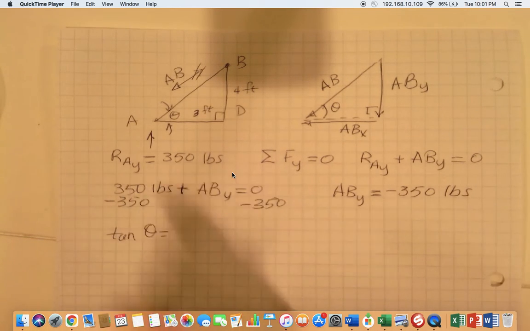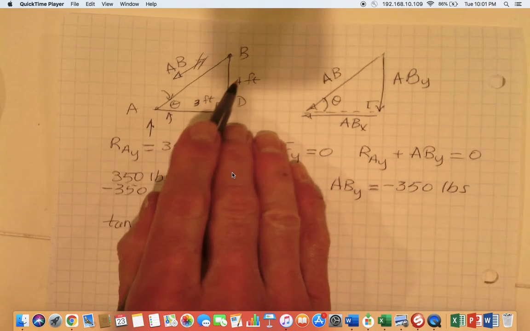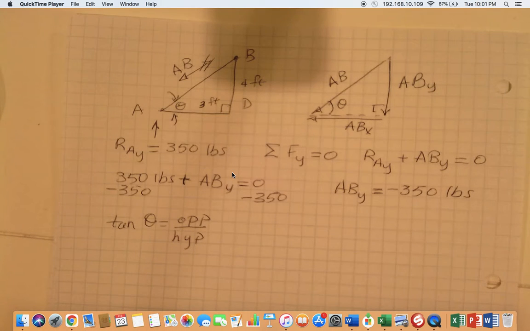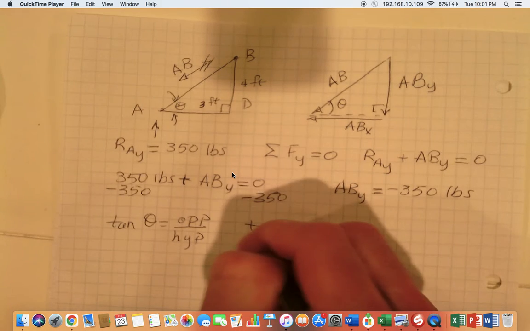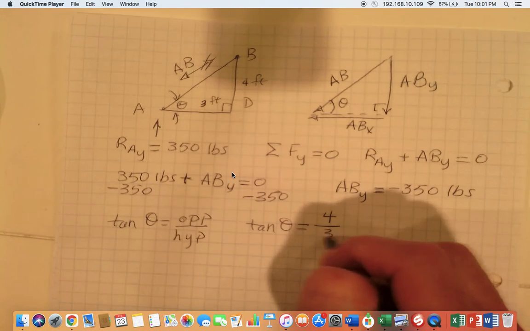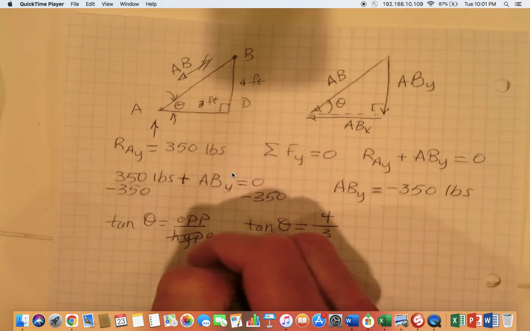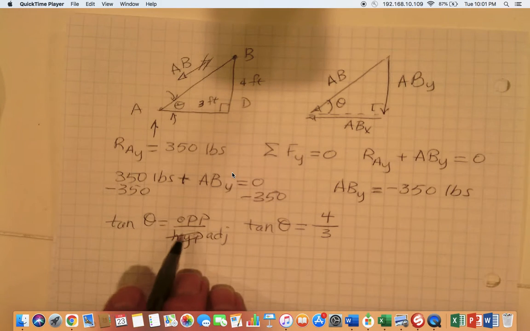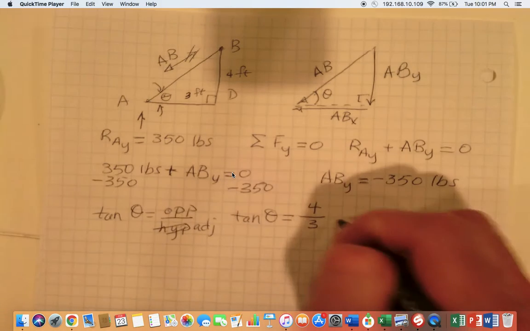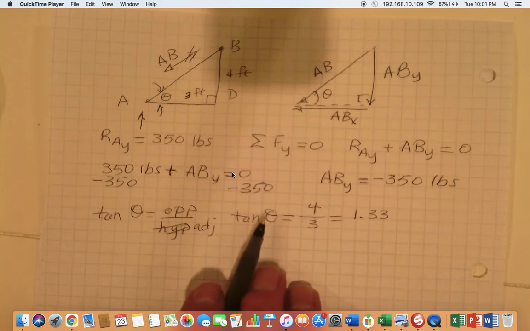Tangent theta is a trigonometric function defined by the opposite side of the angle divided by the hypotenuse of the triangle. All right, we don't know what theta is, so we'll just leave that as tan theta. But we do know the opposite side is 4, and the adjacent side is 3. Whoops, that's what I meant to say. The tangent is not opposite over hypotenuse. That's sine. Opposite over adjacent is tangent. So 4 over 3 is the tangent. 4/3 is 1.333.